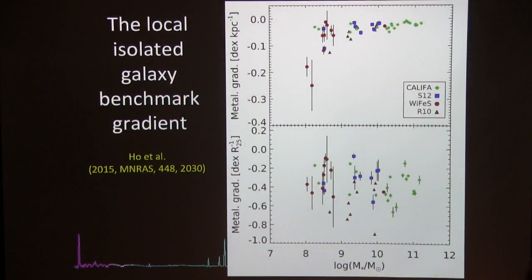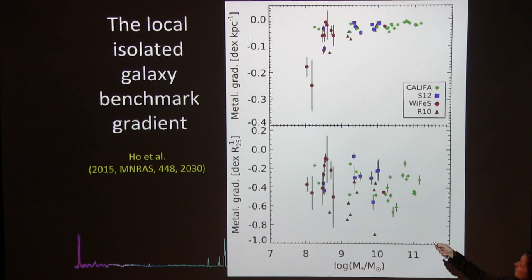And so what we did first was we measured an isolated galaxy benchmark gradient. If we're comparing other things to isolated galaxies, we need to know what is a typical gradient for isolated galaxies. So here's a metallicity gradient. 0 is a flat gradient, negative is a steep gradient, and we're using some different integral field samples here as a function of stellar mass.